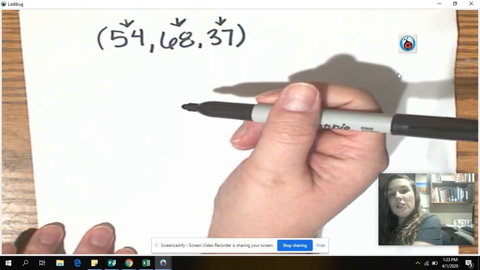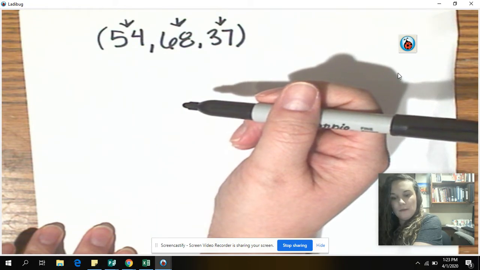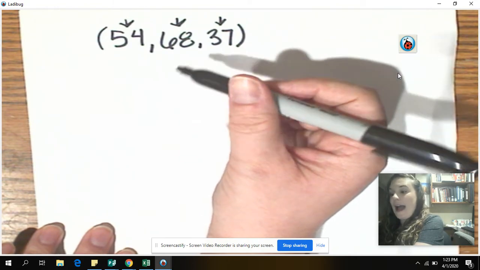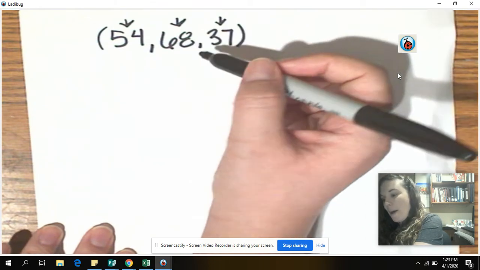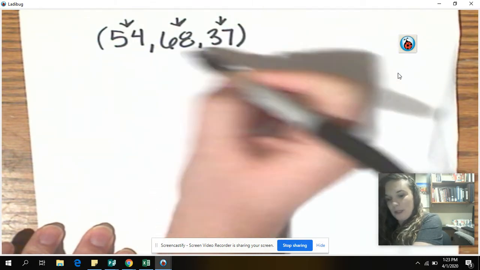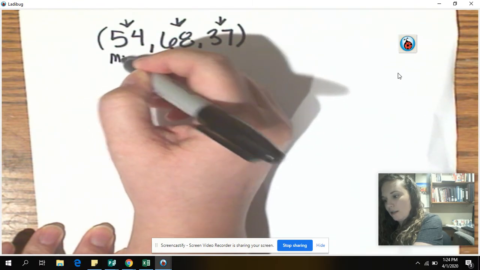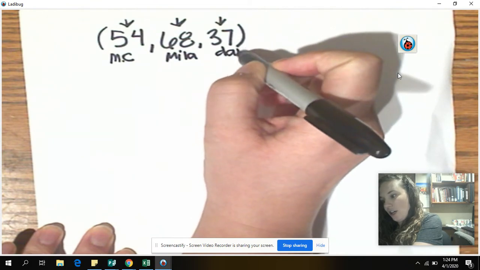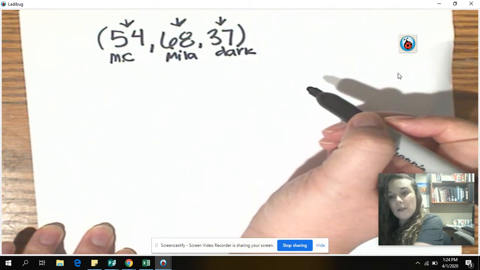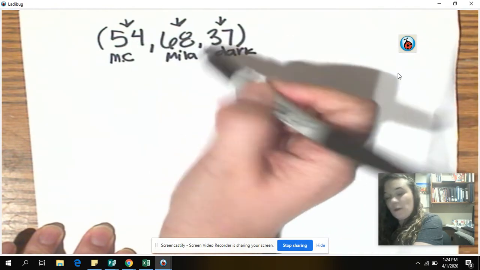So the action is what? What is the action of this story? We're collecting rocks. So that means that we are gathering them. So the math action means that we need to add. Exactly. So we are going to add which numbers here? If the first two numbers are Mrs. Clark, and the second one is Mila, and the third one is the dark rocks, which two numbers are we going to add first? Exactly. We're going to add the 54 and the 68.